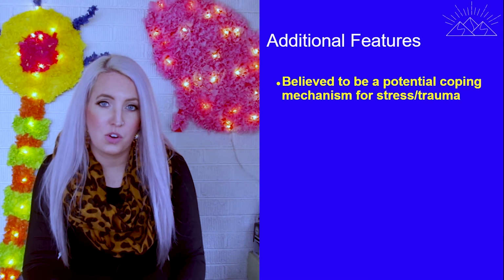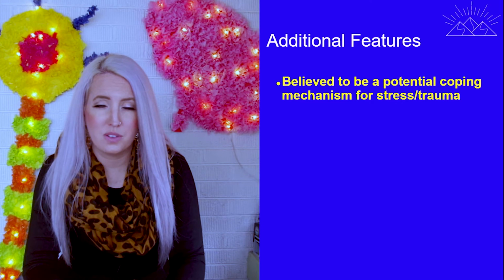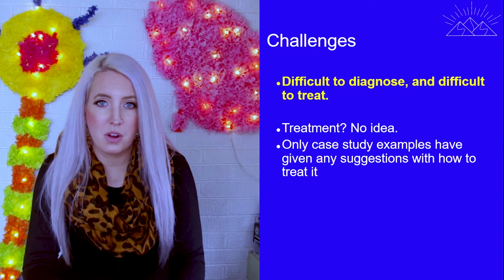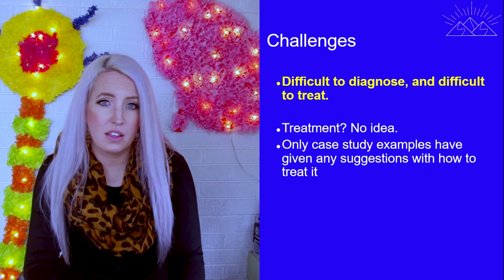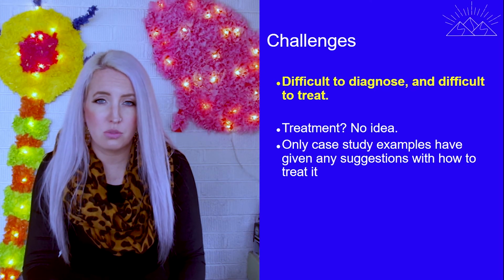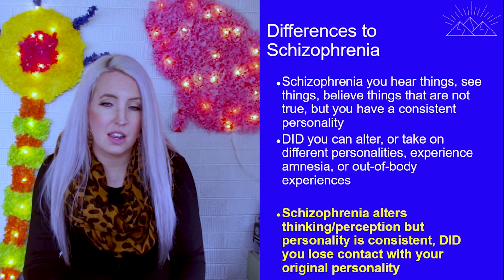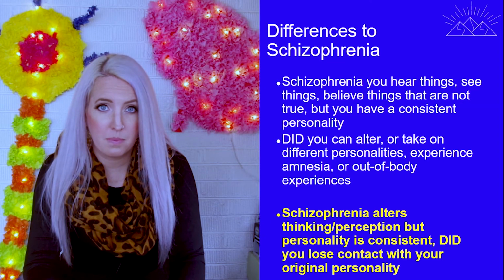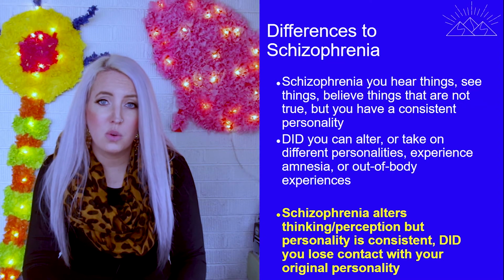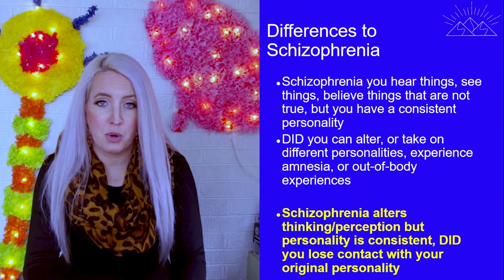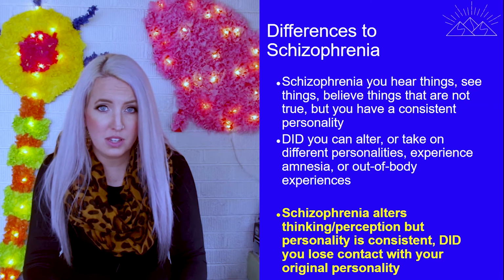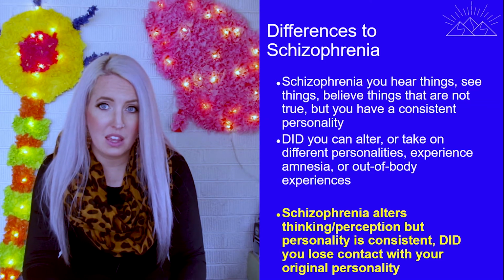Dissociative identity disorder and schizophrenia are often confused, but they are very, very different disorders. With schizophrenia, a person might experience seeing or hearing things, believing things that are not actually true, but they remain consistent in their personality. They are still them the entire time that this is happening. With dissociative identity disorder, you can have alters or take on different personalities. You might experience amnesia during the time that an alter is in charge of those personalities, or experience out-of-body experiences.